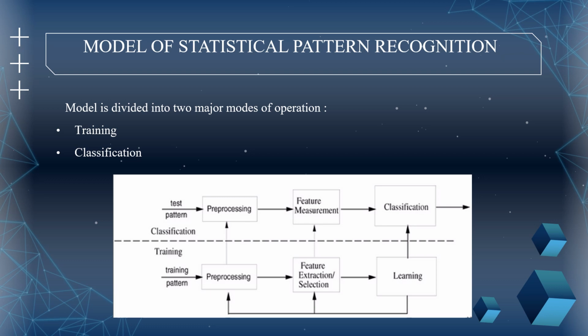Next we can see the model of statistical pattern recognition. The model is mainly divided into two major modes of operation, that is training and classification. In the diagram we can see the classification phase and the training phase. In the training phase, we provide the training pattern, and the major processes are preprocessing, feature extraction or selection, and learning. The role of the preprocessing module is to segment the pattern of interest from the background, remove noise, normalize the pattern, and perform any other operation that helps in defining a compact representation of the pattern.